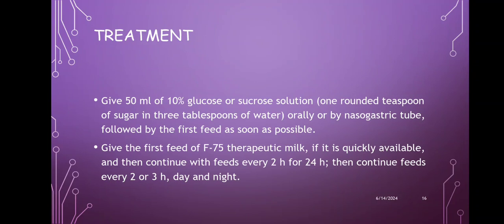Treatment involves 50 ml of 10% glucose or sucrose solution. That is 1 teaspoon of sugar in 3 tablespoons of water, orally or by NGT. So you start by administering a bolus of glucose solution, then thereafter you follow with the first feed as soon as possible. Give the first feed of F75 therapeutic milk if it is quickly available, and then you continue with feeds every 2 hours for 24 hours. Then you continue feeds every 2 to 3 hours day and night.